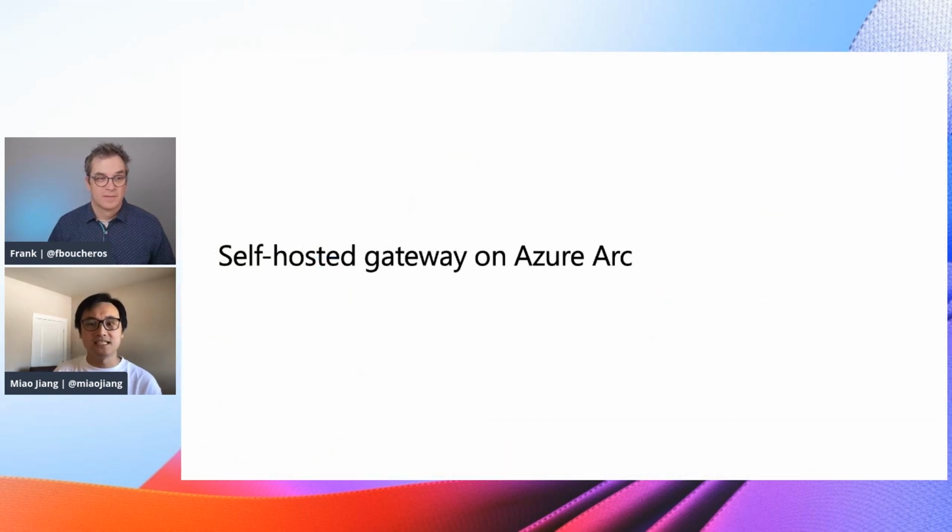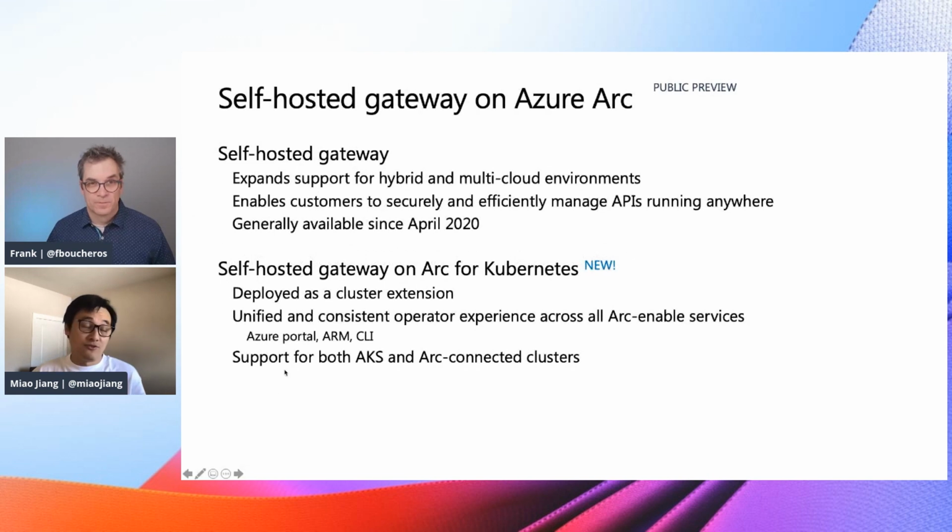The other new capability we announced is API management self-hosted gateway on Azure Arc for Kubernetes. So if you are unfamiliar with our self-hosted gateway, it containerizes our gateway components in API management and enables customers to deploy it anywhere, right? It could be on-premises or in another public cloud. The self-hosted gateway expands our support for hybrid and multi-cloud environments and enables customers to securely and efficiently manage their APIs everywhere, right? And this feature has been GA'd since April 2020.